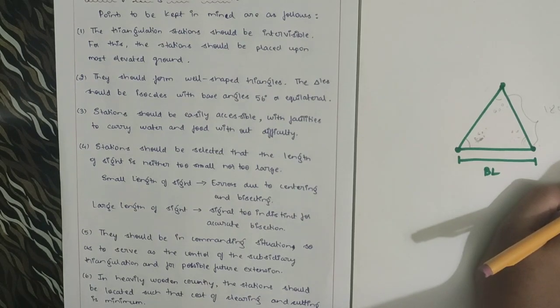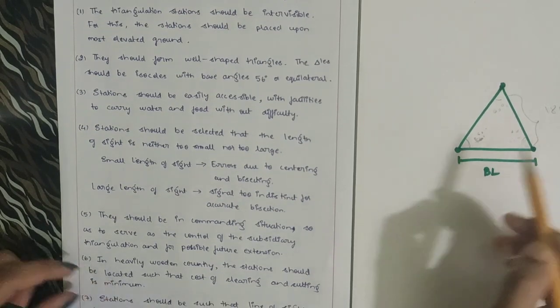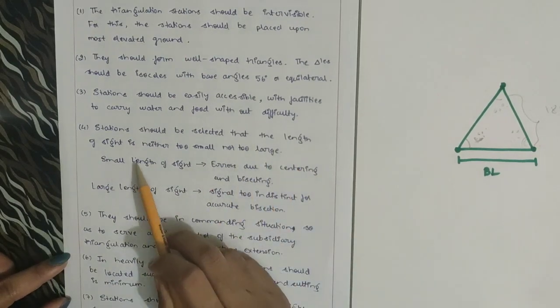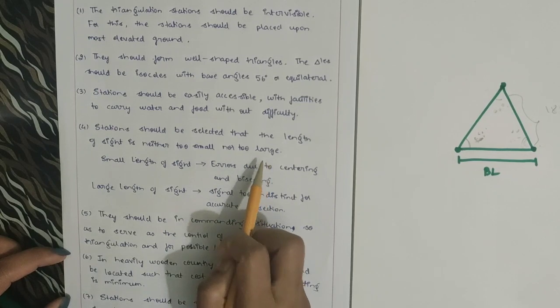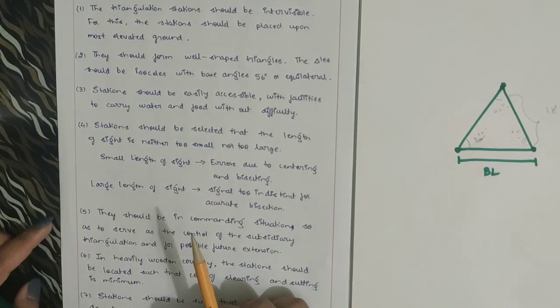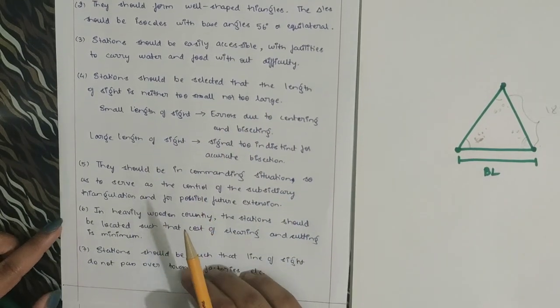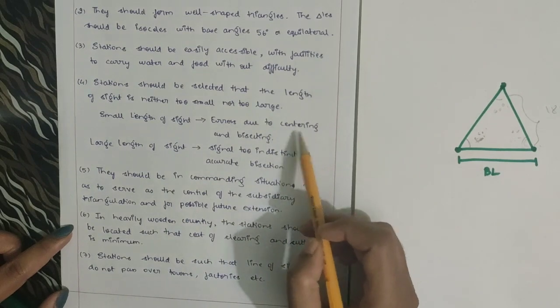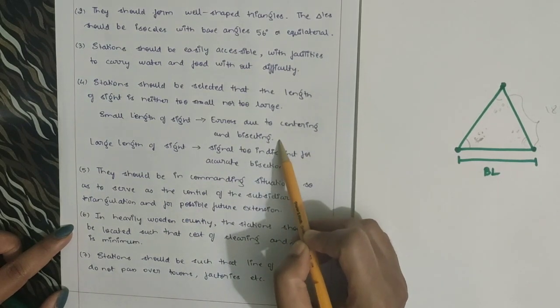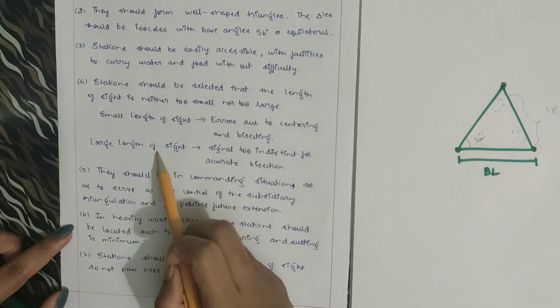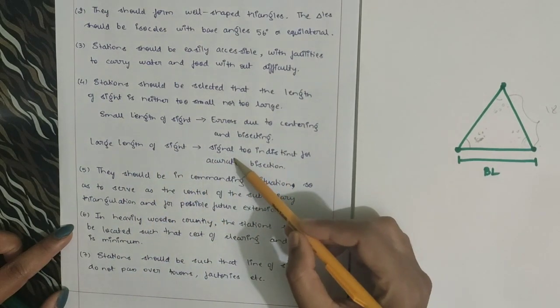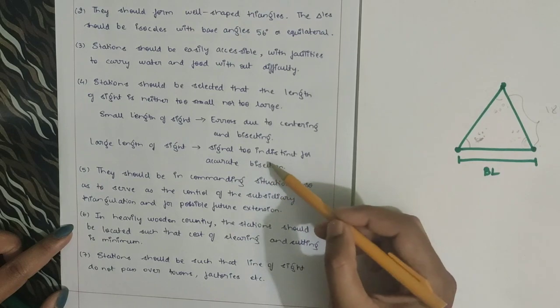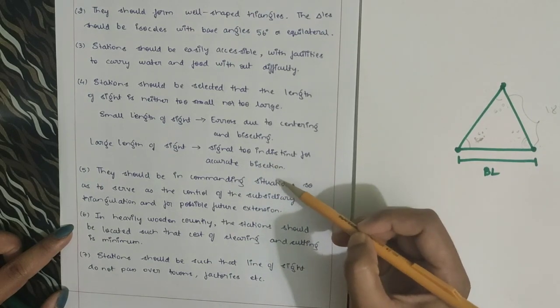Then the next point is the station should be selected such that the length of sight is neither too small nor too large. When the length of sight is small, what happens? Errors due to centering and bisecting occur. When the length of sight is very large, the signal will be too indistinct for accurate bisection.